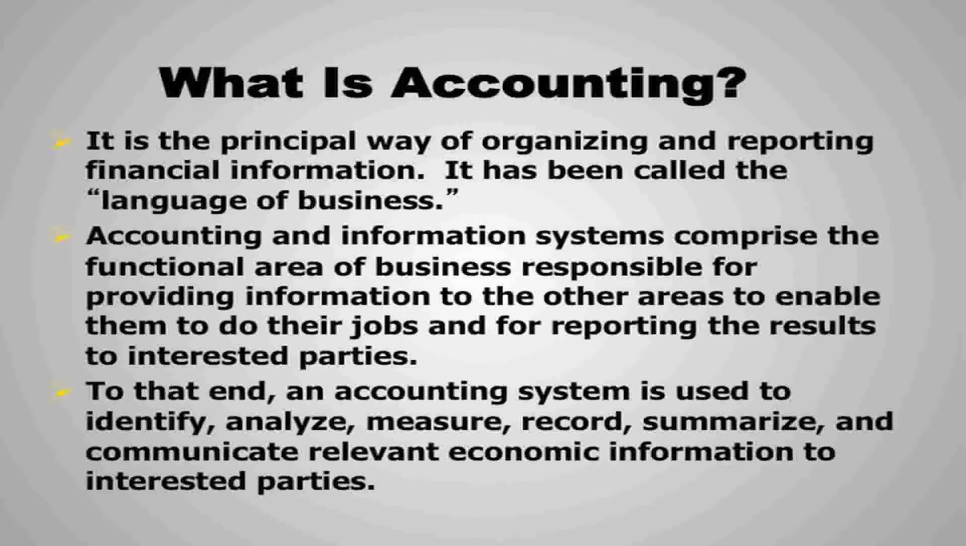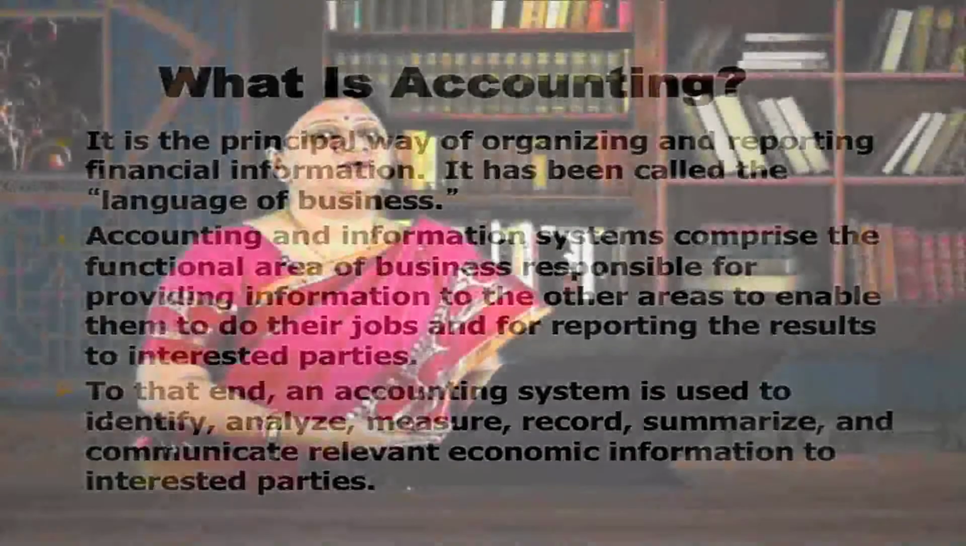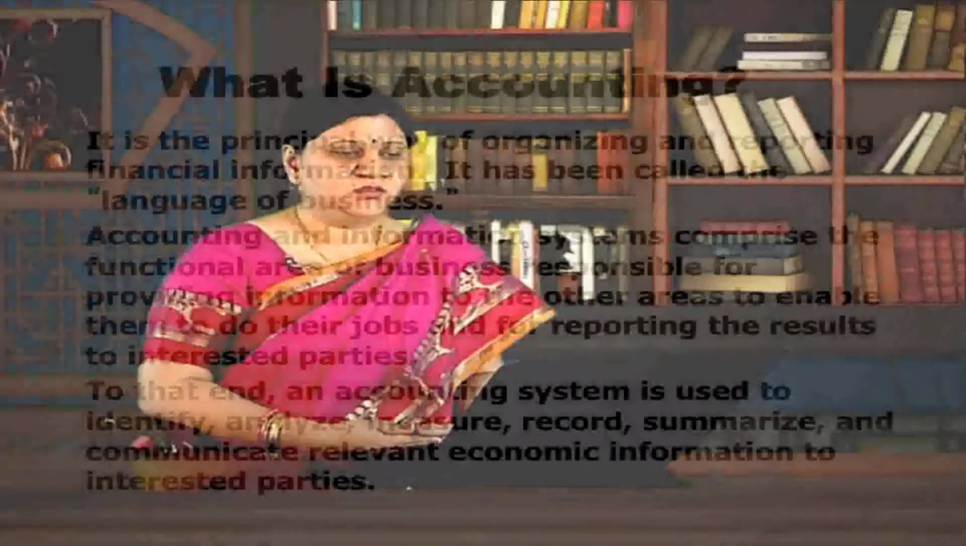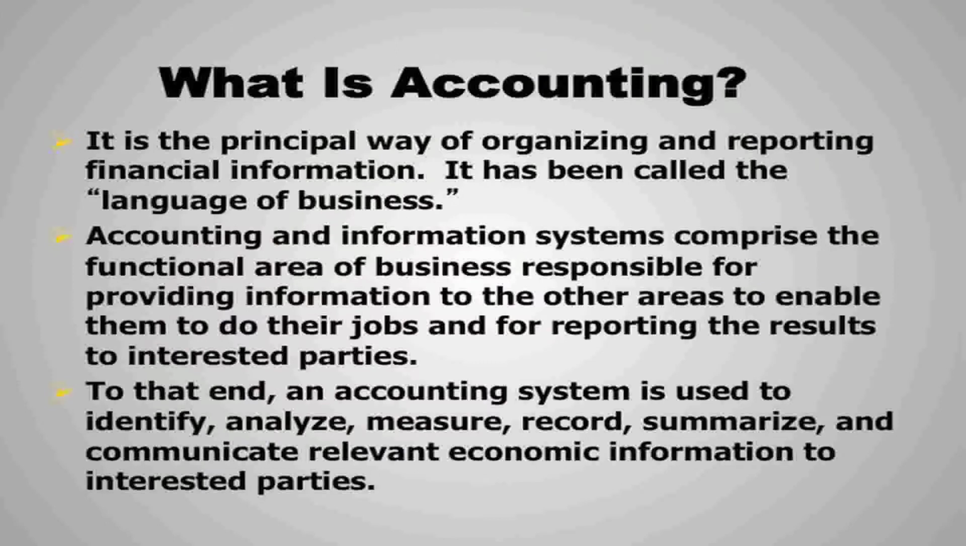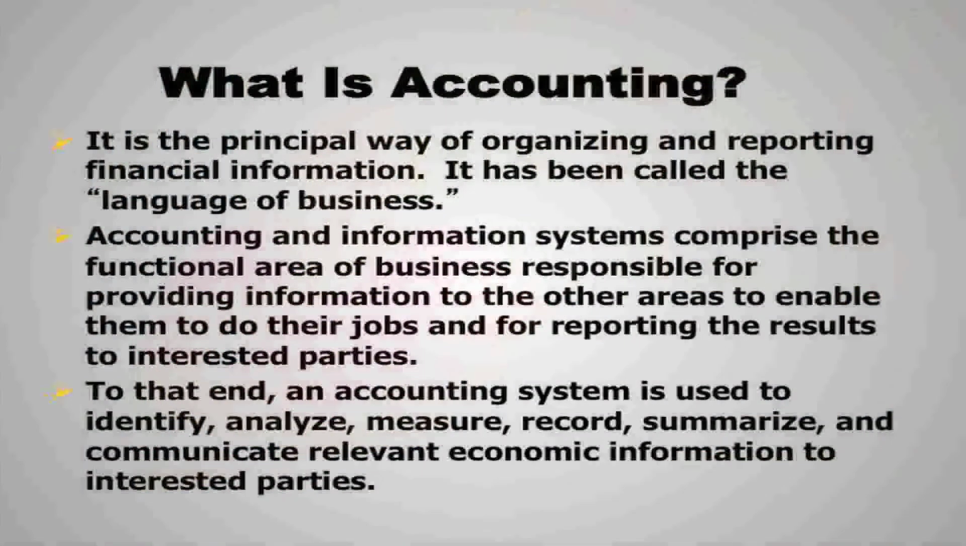It will be reflected in financial information which under accounting processes we are going to organize and we are going to present them. Accounting and information system comprises functional areas of business. Now, functional areas of business could be many. There could be marketing departments, there could be sales departments. So, every department would be responsible for the overall functioning of the business. So, we are going to present the reports of the functional aspects of the business and would be providing the information to other areas to enable to do their jobs.